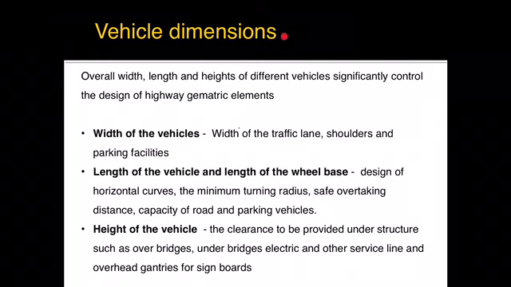The first vehicular characteristic is the vehicle dimension, which includes the overall width of the vehicle, the length, and the height of the vehicles that need to be provided for the different categories of vehicles. That will significantly control many of the geometric elements of the highway. Why is the width of the vehicle important, why do we need to consider the dimension, and where does it come into the picture? Mainly, the width of the vehicles is required whenever you want to decide the traffic lanes. For example, this is the width of the road that is available.